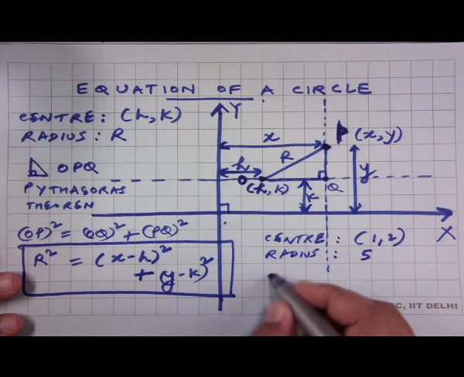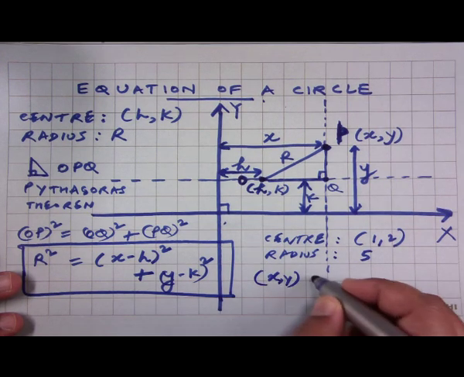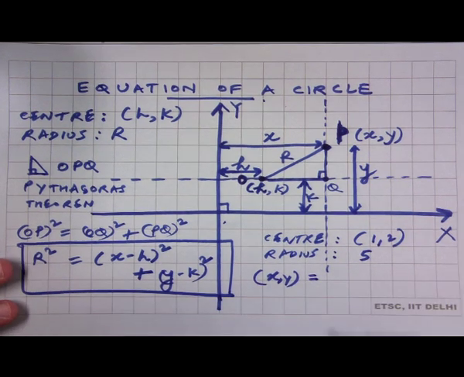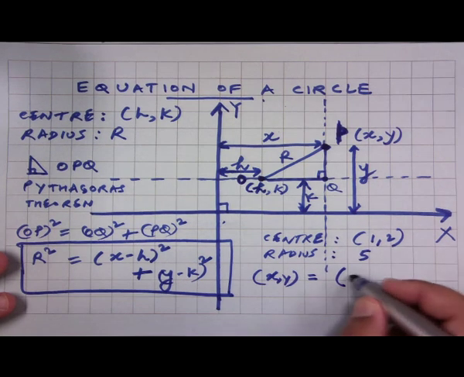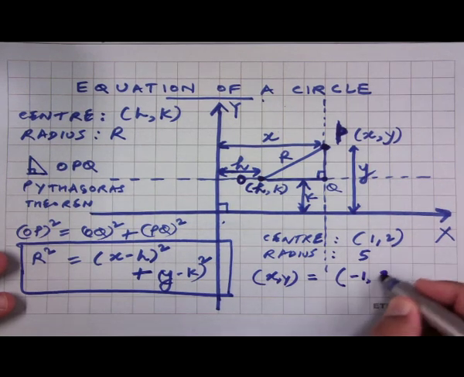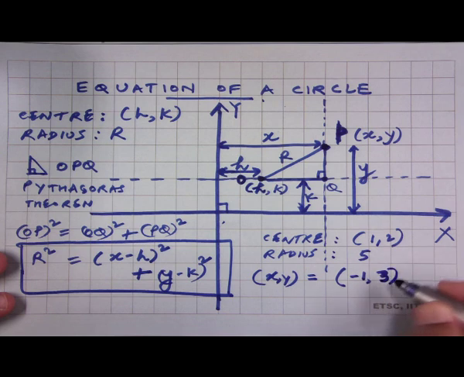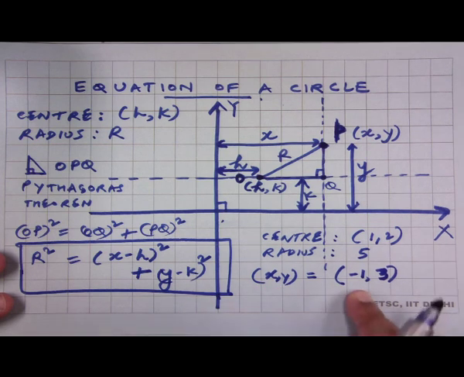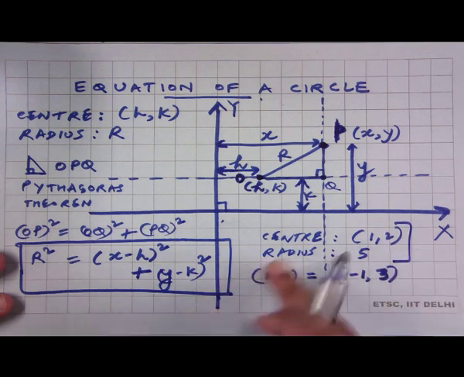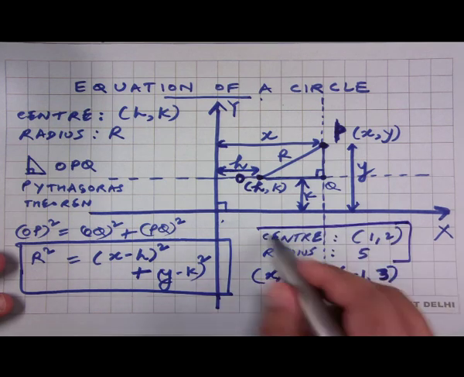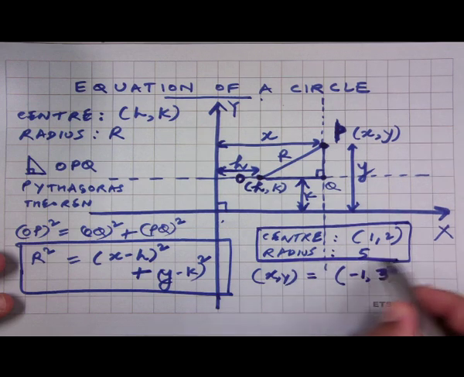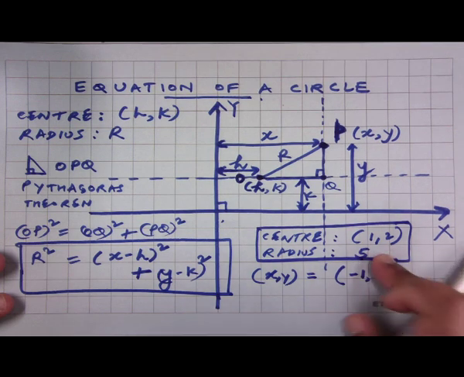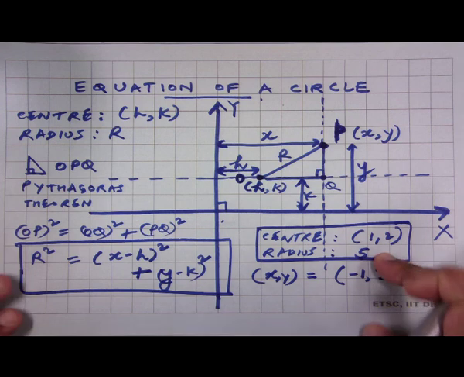So let us say we have a point (x, y) which is equal to (-1, 3), and now we have to check whether this point (-1, 3) lies on this circle. The circle is specified by the center (1, 2) and the radius 5.